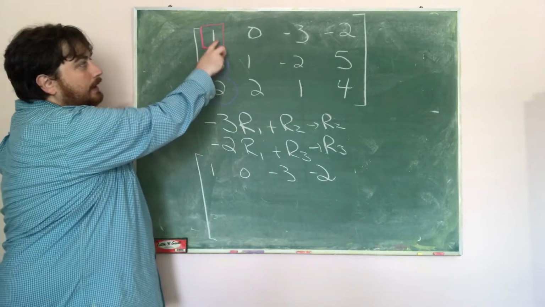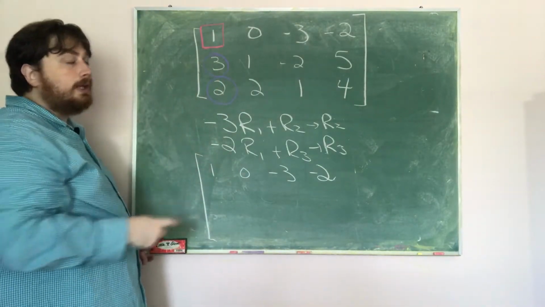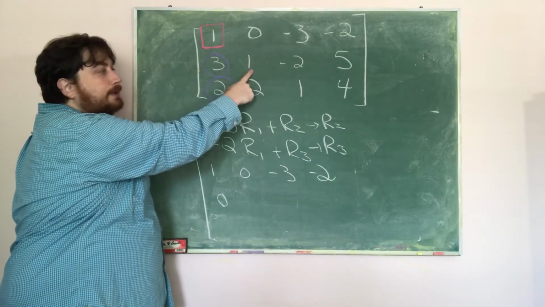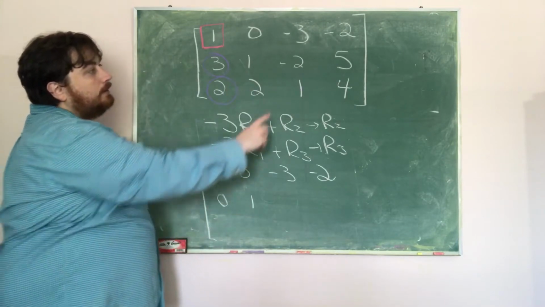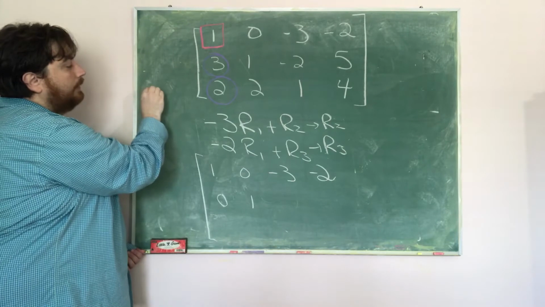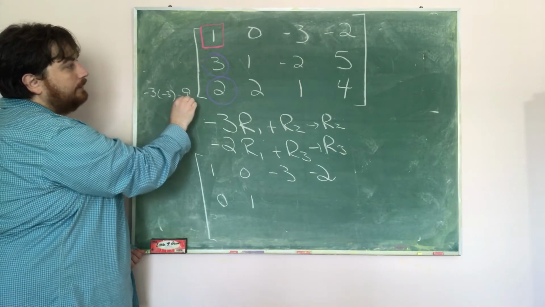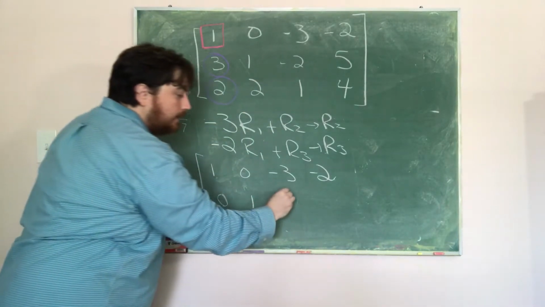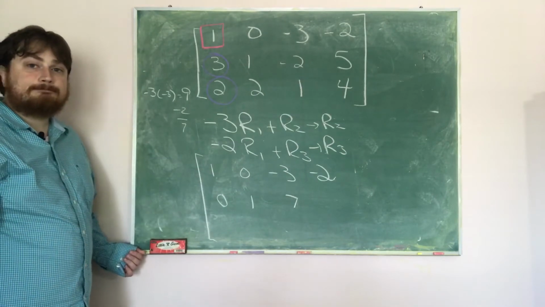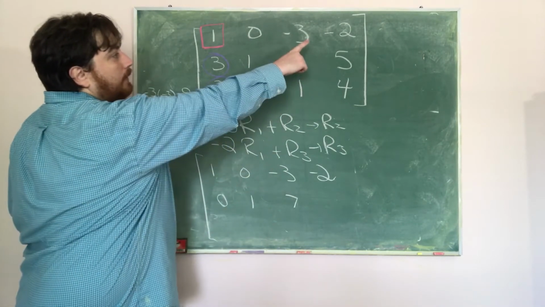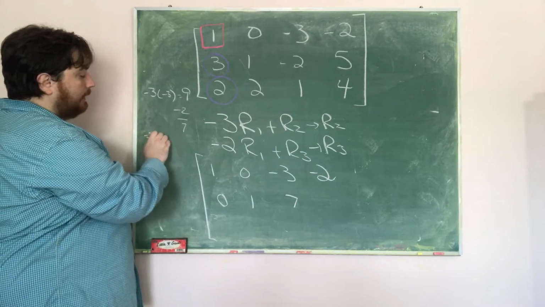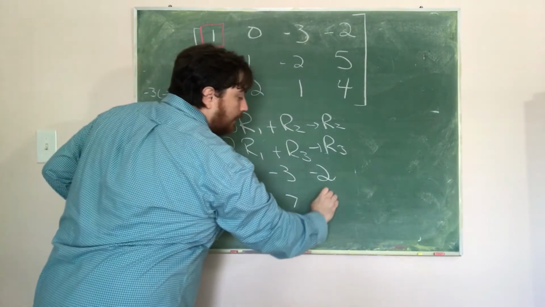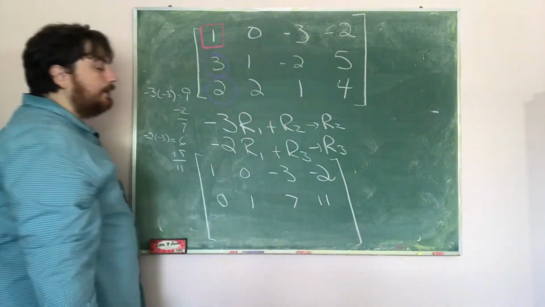For the second row, I'm going to take -3 times the first row plus the second row. So -3 times 1 plus 3 is 0. -3 times 0 plus 1 is 1. And now, if it gets any more complicated than that, I'll write -3 times -3 is +9. +9 plus -2 is 7. So my next entry is going to be a 7. Now for the last column, I'm going to have -2 times -3 is 6. 6 plus 5 is 11. So the entry in the last column in the second row is going to be 11.